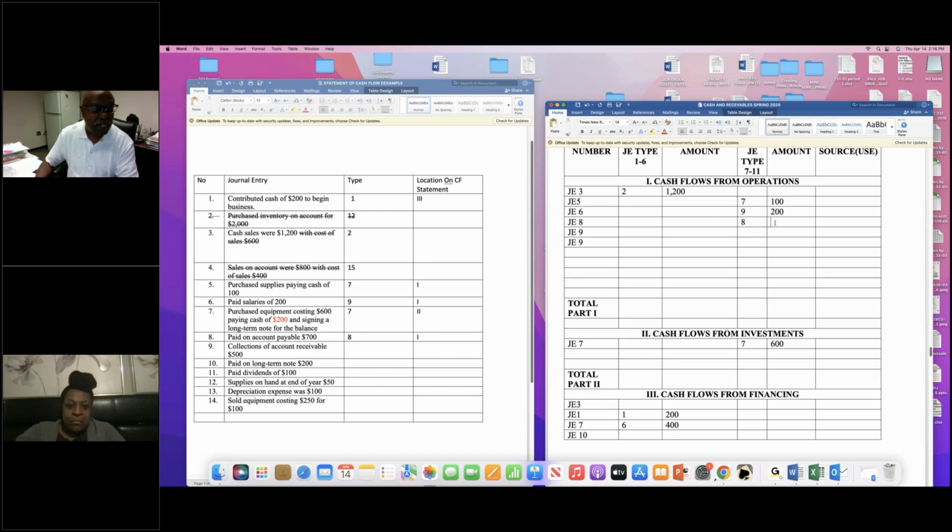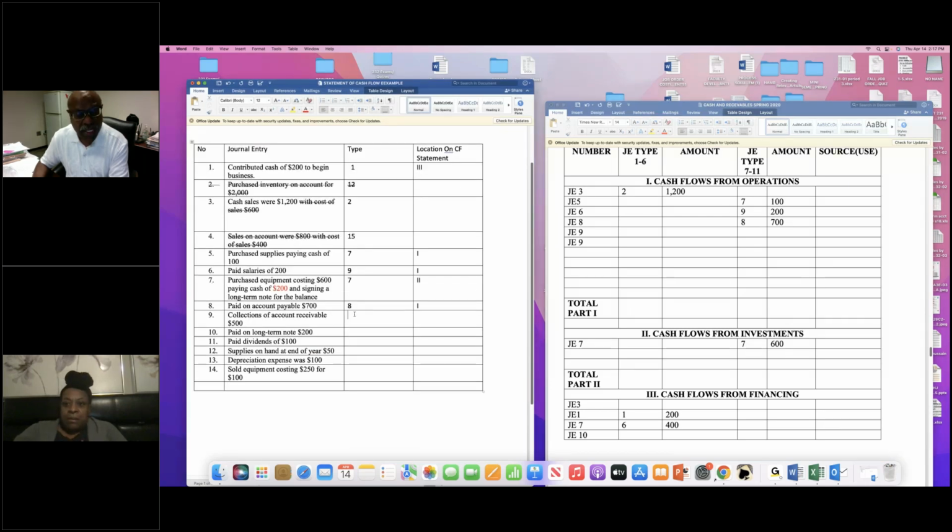So we're going to the transaction, but they have to be cash transactions. Collections of accounts receivable. What's our type here? That's that old type 3, right? Yes, 3. And that's going to be in Part 1 of the statement. Number 9. Put the $500 here.